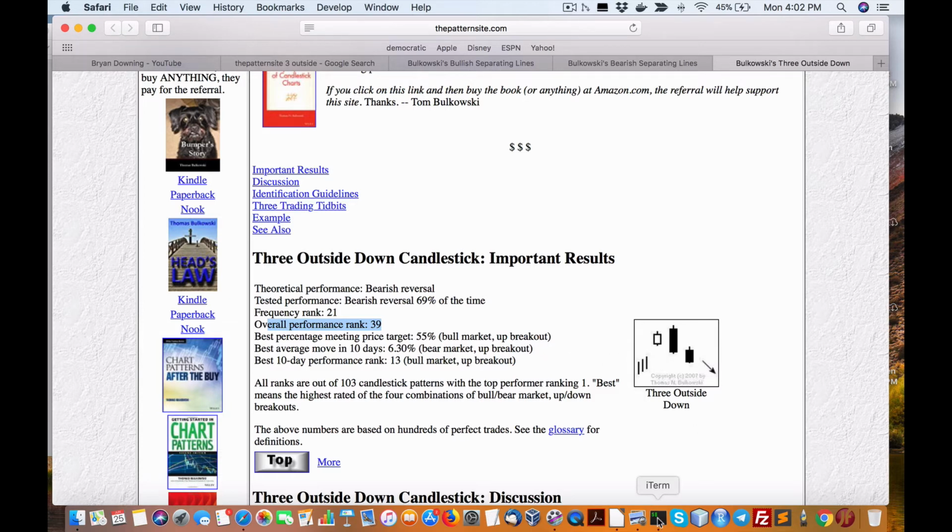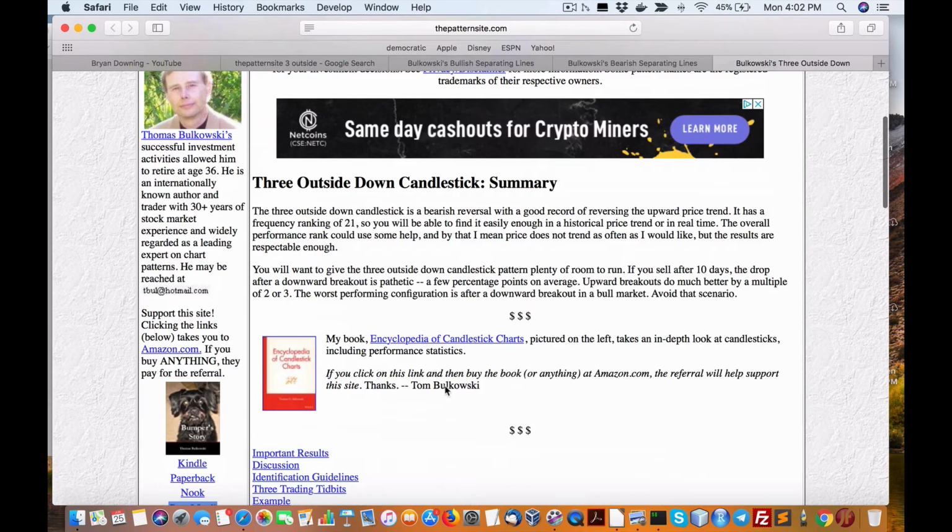So looking for any characteristics that might mean anything. You may want a drop after a downward breakout. It's pathetic. Few upward breakouts do much better by a multiple of 2 or 3. The worst performing is a downward break in a bull market. Avoid that scenario. It has a frequency trading of 21.